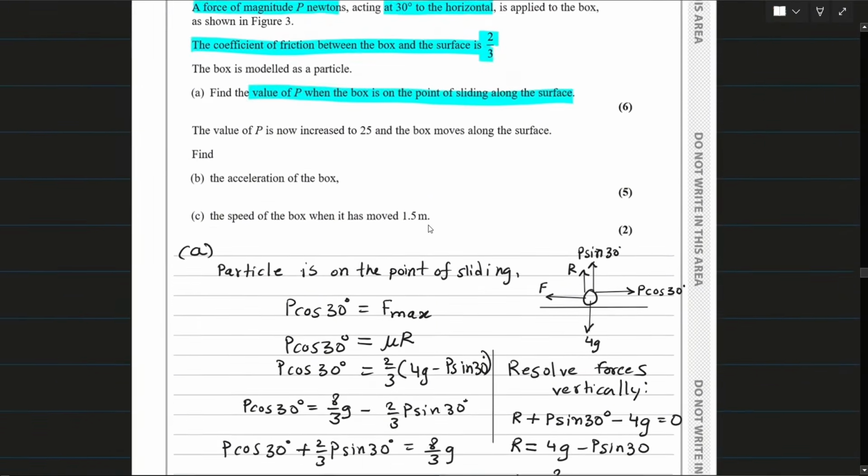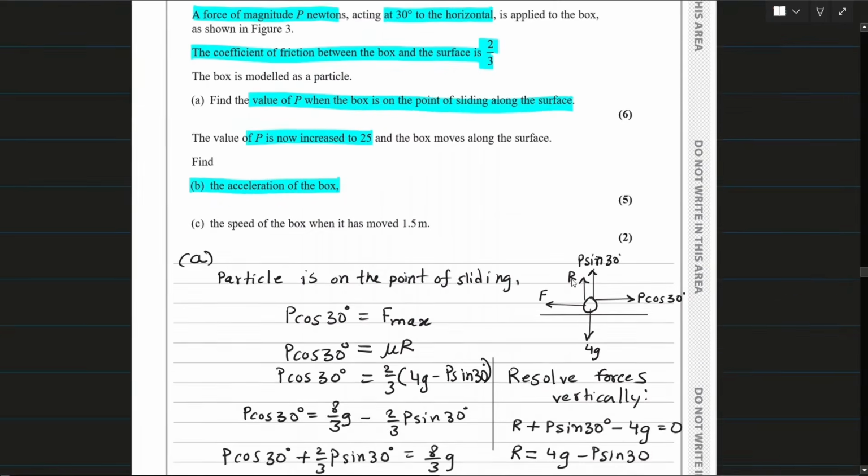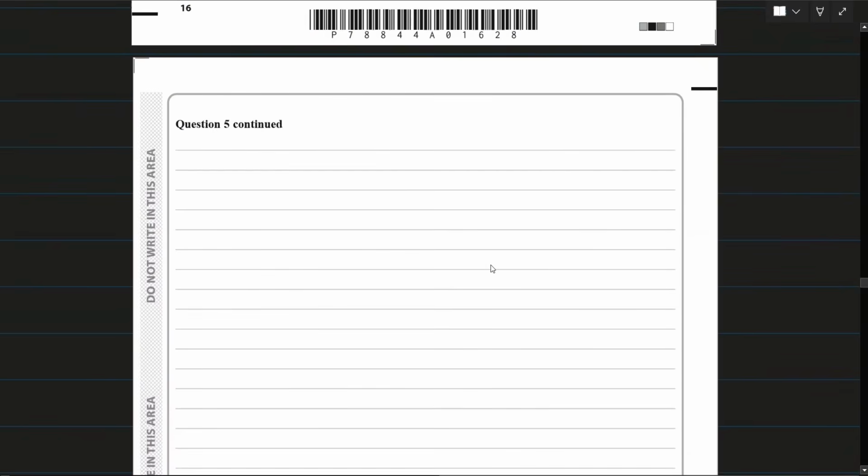So now for part B, we read that the value of P is now increased to 25 and the box moves along the surface. Now for part B, we have to find the acceleration of the box. So we can use Newton's second law, F is equal to mass into acceleration, to find out the acceleration of the box.